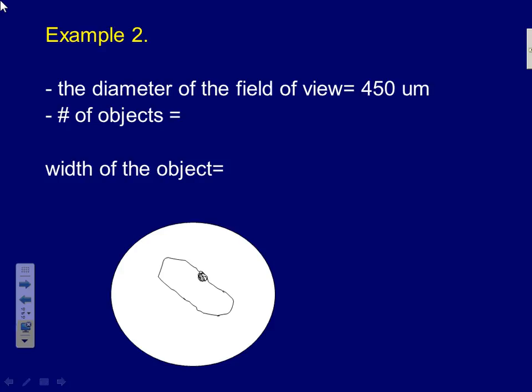We are under high power. So the field of view is 450 micrometers across. The question becomes, how many of these fit in my field of view? If I want the width, which is the wide one, not the long one, how many fit across? Yep. About 4. 1, 2, 3, 4, maybe 4.5, but I would say 4. I would say 450 divided by 4. So how wide is each of these cells?